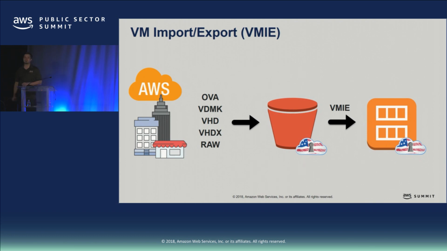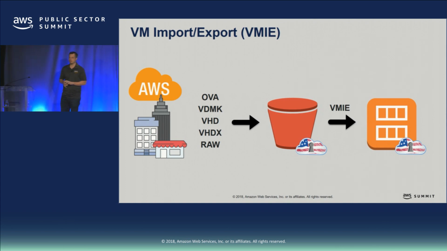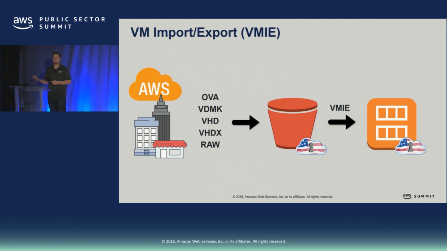It could be coming from different places. It could be coming from AWS, where we can pull a raw image off of a snapshot. It could be coming from on-premise in the form of a VMDK. But we're going to have to put this inside of a GovCloud S3 bucket. And once we put it inside there, we're going to have to start running some command line tools.